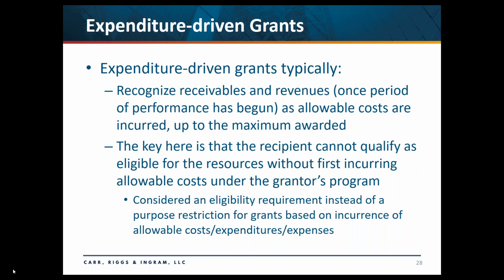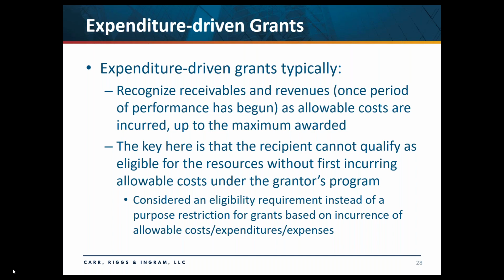reimbursement grants can have advances in them. You're going to recognize your receivable and your revenue once the period of performance has begun. That applies equally to this. You only book those as you spend the money, up to the maximum that you've been awarded, and that's assuming all other eligibility requirements like the period of performance are in place. In general, you don't get the grant until all that happens, but you do have to have all your other eligibility requirements met. At that point, you book a receivable. If it's a reimbursement grant, you book a receivable and a revenue as the allowable costs are incurred.